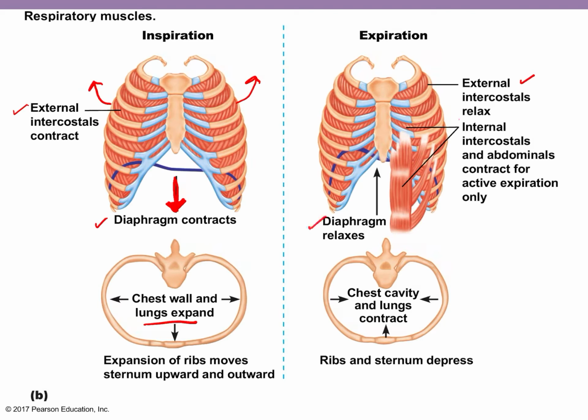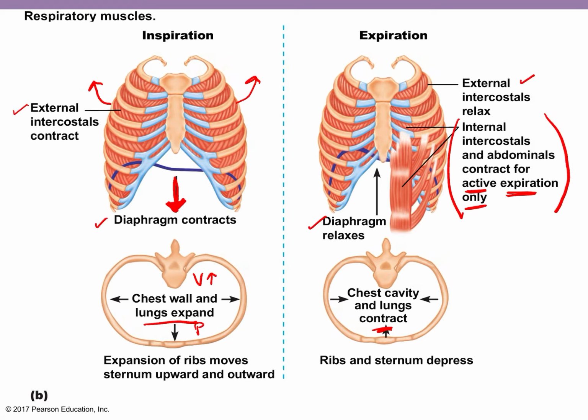Your diaphragm relaxes. But if you want to forcefully exhale, then you can engage your internal intercostals and your abdominals. But this is for active expiration only. So if you're blowing out birthday candles and you want to do it really forcefully, you would engage those two muscles to do that, and your chest and lung cavities contract.